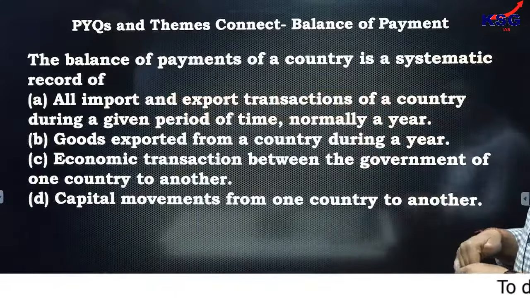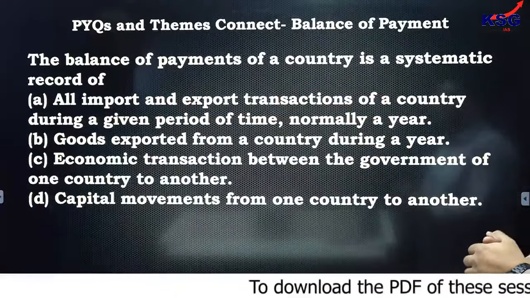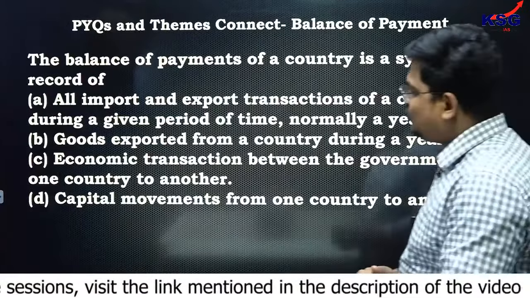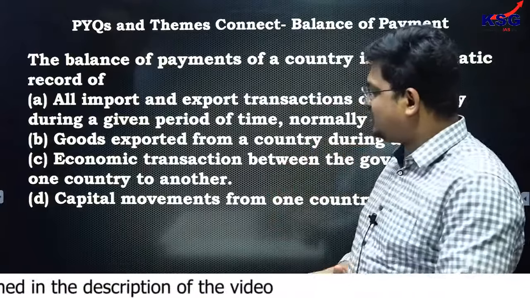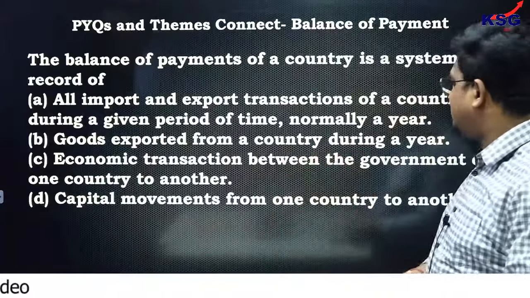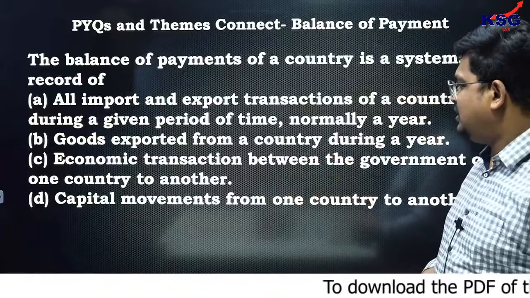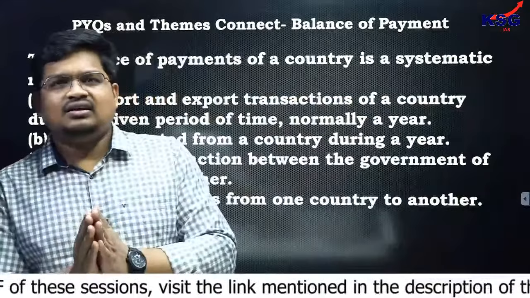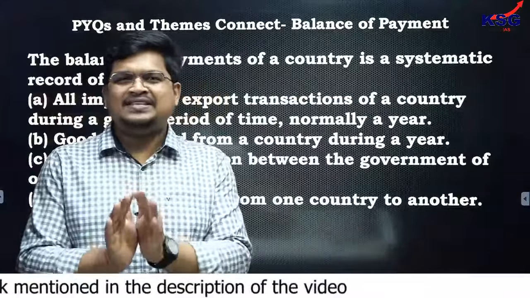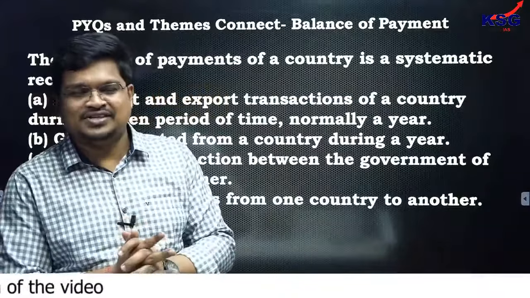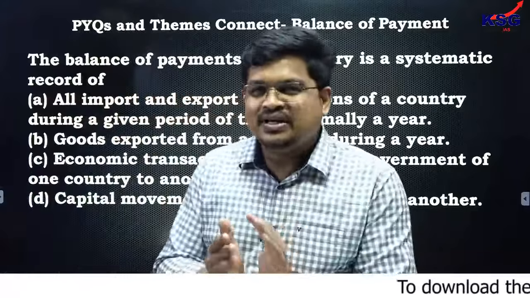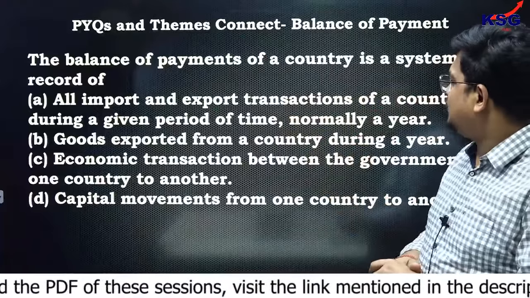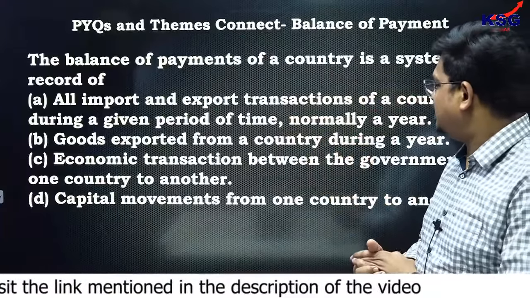You can read those statements: all import and export transactions of a country during a given period of time, normally a year. The second one is goods exported from a country during a year. The third one, economic transaction between the government of one country to another. D, capital movements from one country to another. If you have basic knowledge or fundamentals about this balance of payment, you can simply answer this question. The answer is all import and export transactions of a country during a given period of time, normally a year.